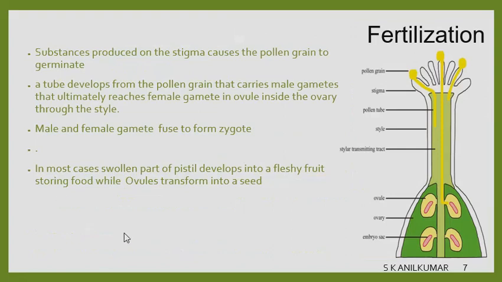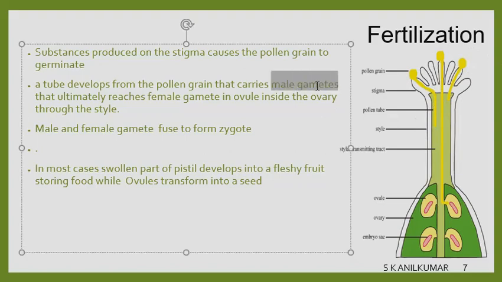What is fertilization? Fertilization is when the male and female genes fuse to form the egg. This is the stigma, where the pollen grains have fallen. The pollen grains, when they fall on the stigma, because of the substances produced here, undergo a chemical change. They germinate, just like a seed germinates into a plant. And then a tube develops. This tube is called the pollen tube. A tube develops from the pollen grain and it carries the male genes or gametes. The pollen tube carries the male gametes to the ovule.